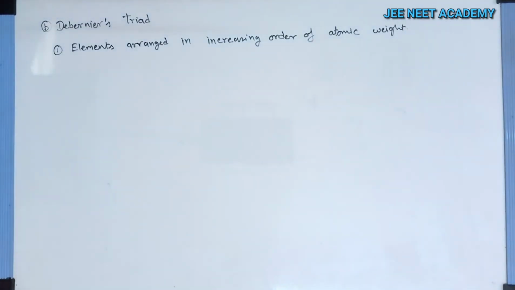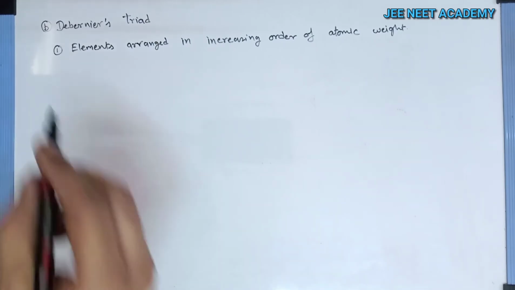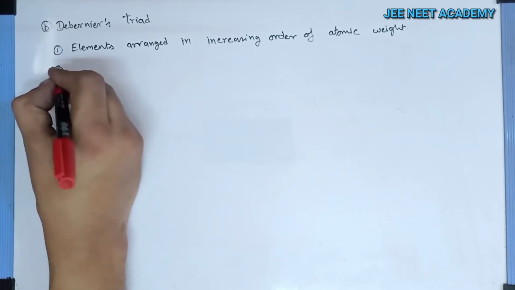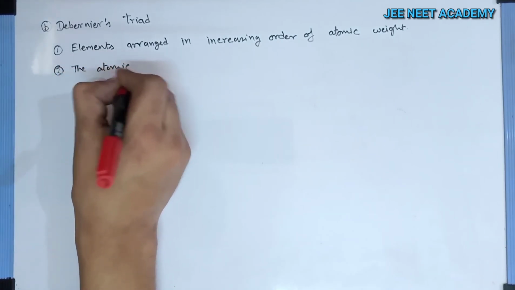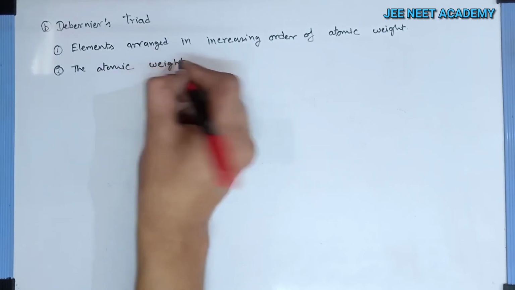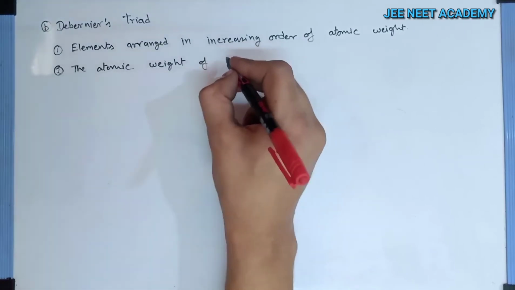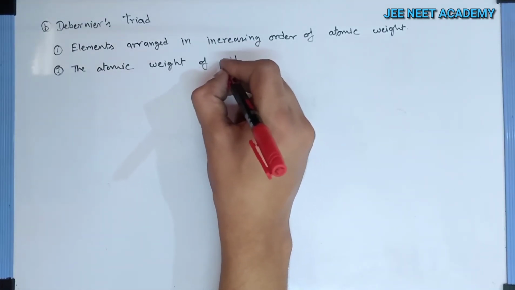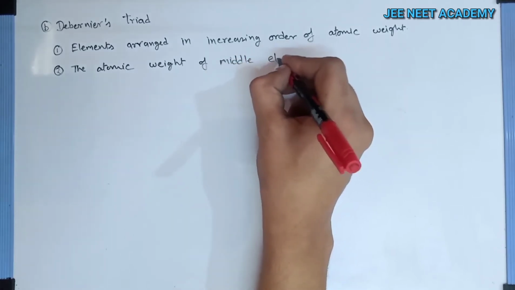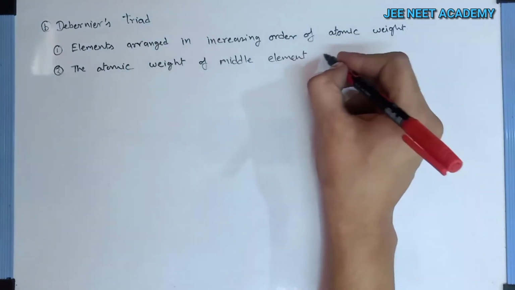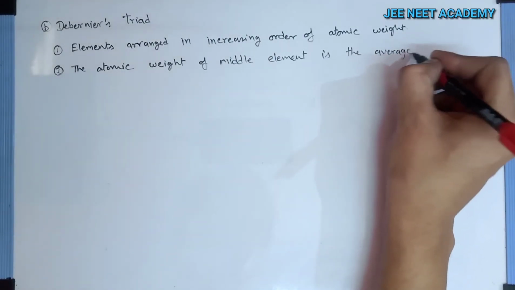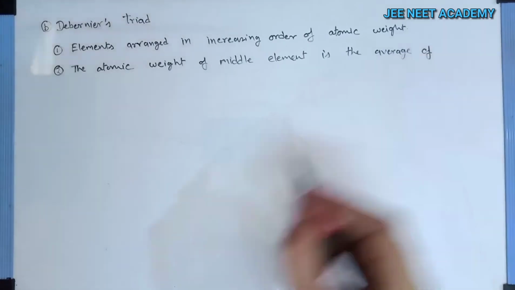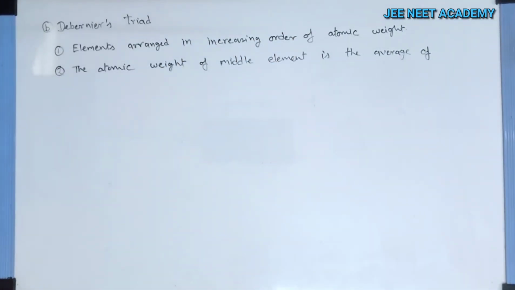Then second point in this, the atomic weight of middle element is the average of first and third element.